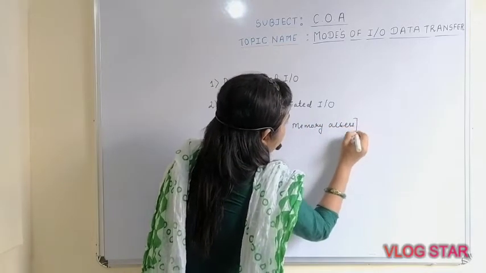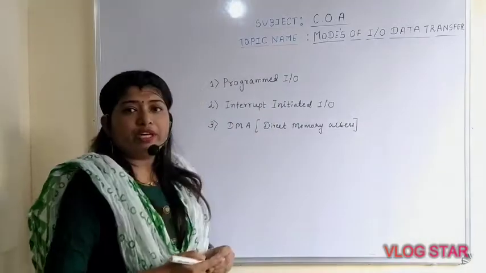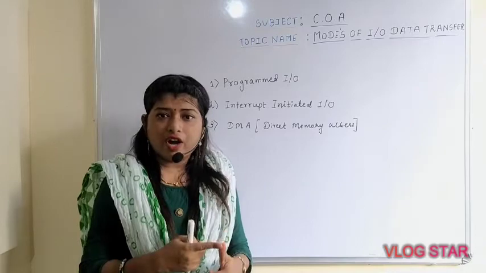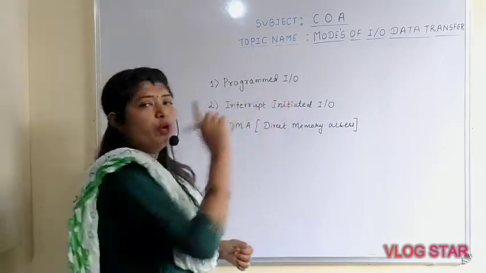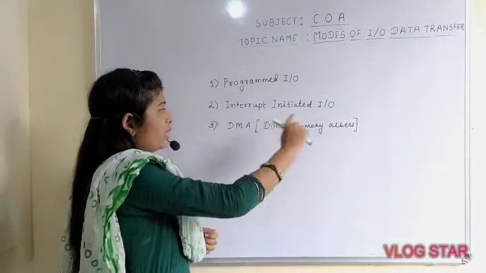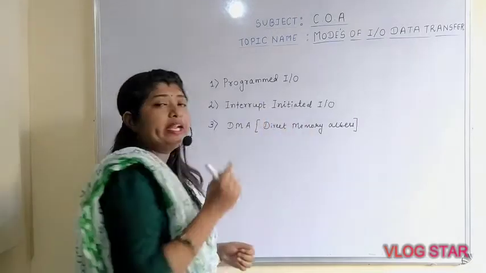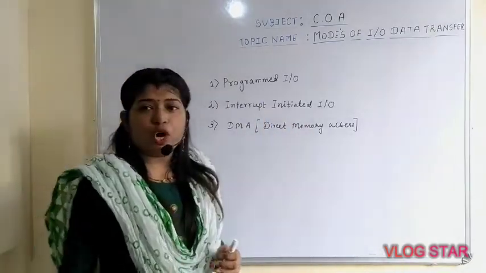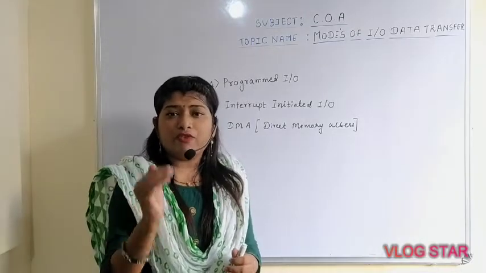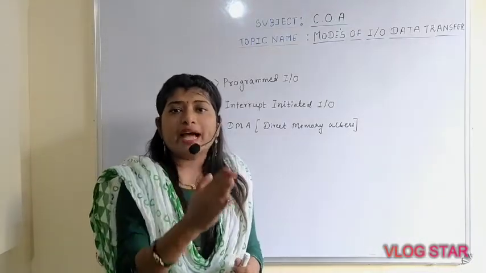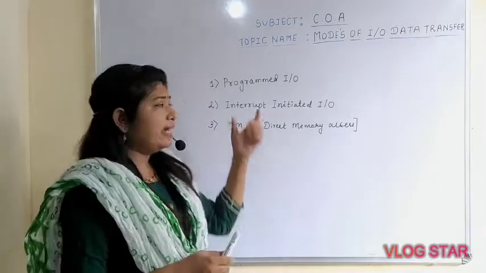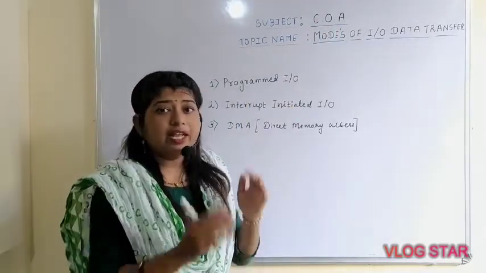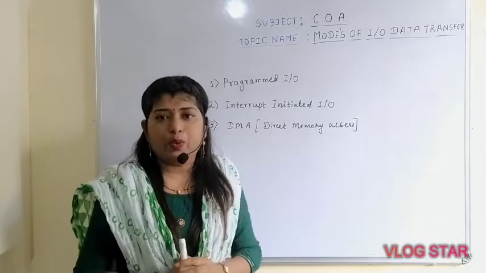So you need to remember, input output data transfer can be done in three different ways. The first one is programmed input output data transfer. The second is interrupt initiated input output data transfer, and the third important method is DMA. The full form of DMA is direct memory access. Let's begin with the first method for input output data transfer, that is programmed IO.